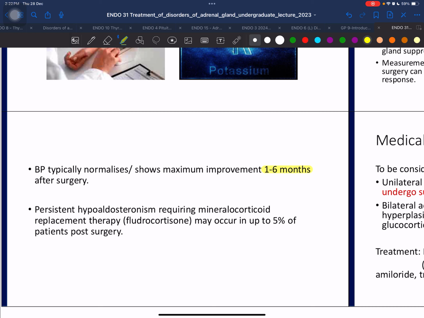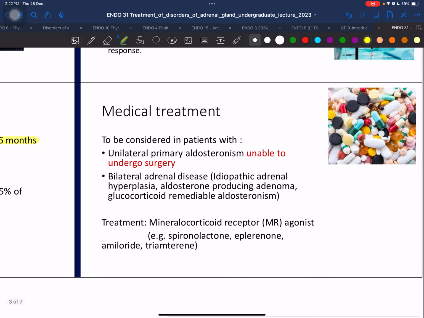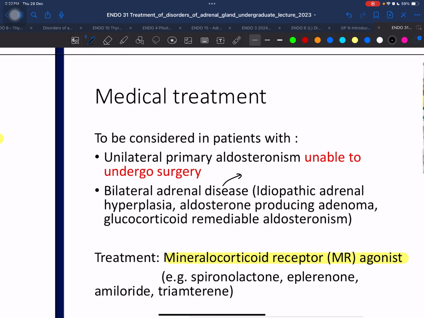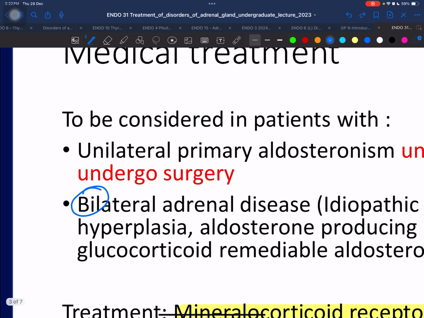Now, if surgery is unable to be done for whatever reason, medical treatment is to be considered. These are patients who are unable to undergo surgery: very old patients, those with a lot of comorbidities, or refusal for surgery. You see a lot of this during your clinical years. Patients with bilateral adrenal disease, aldosterone producing adenomas, glucocorticoid remediable aldosteronism. For conditions like bilateral adrenal disease, are you going to remove both adrenal glands? So medical treatment is to be given in these patients.